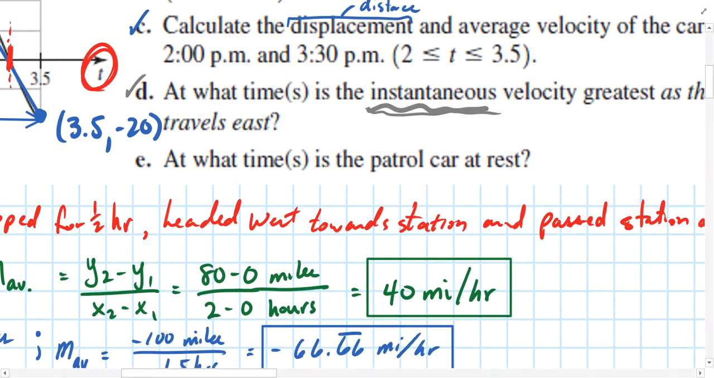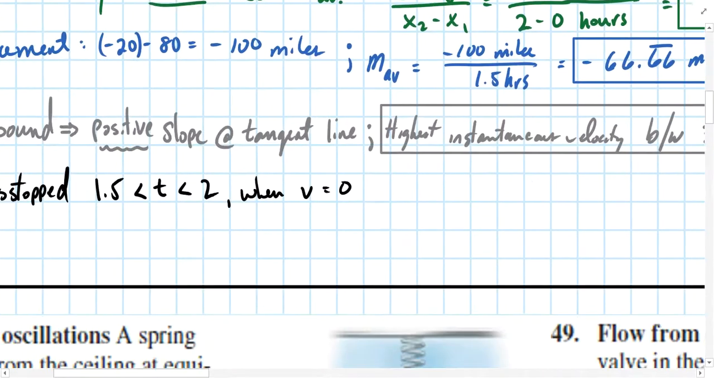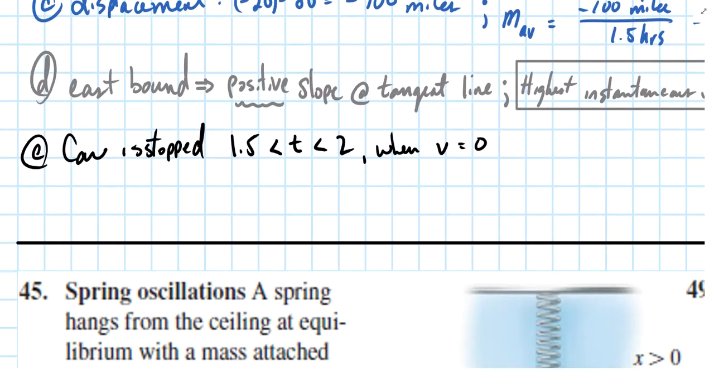And for part E, we already kind of answered that. When is the patrol car at rest? Well, the car is stopped or at rest on the t values from 1.5 to 2. And we can say that the velocity is 0 because the displacement is not changing.